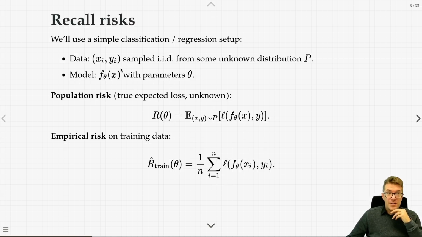So yeah, there's risks on recall. Let's use a simple classification or regression setup. This is going to be true for either condition. You still have your supervised data sets. These data are sampled IID from some unknown distribution P, the universal distribution P. And again, we have a model f of x with parameters theta. We again have our population risk. This is like the true risk in the world.